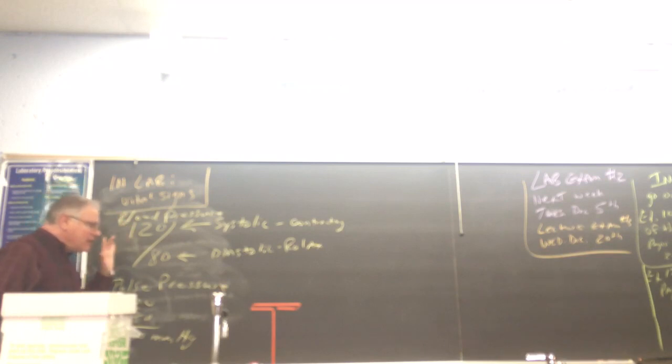So the correct way to do a blood pressure is you do a bilateral, which means on both arms.